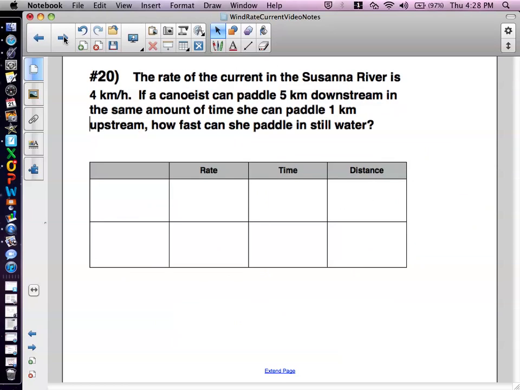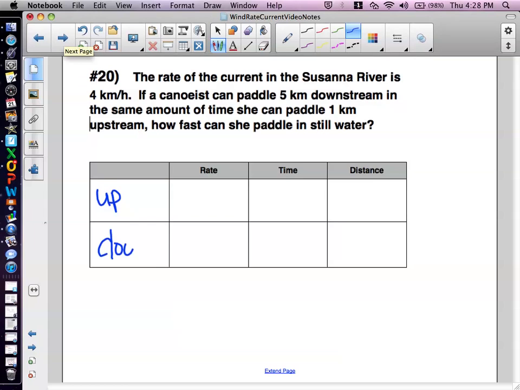And the last problem we'll look at is number 20. The rate of the current in the Susanna River is 4 kilometers per hour. If a canoeist can paddle 5 kilometers downstream in the same amount of time she can paddle 1 kilometer upstream, how fast can she paddle in still water? So once again, we're going up and down. And upstream, we're slowed down.